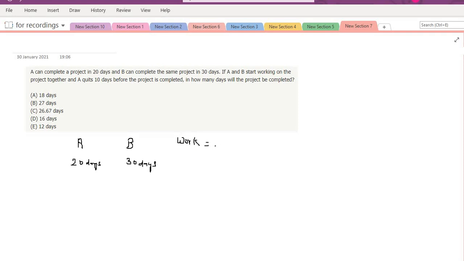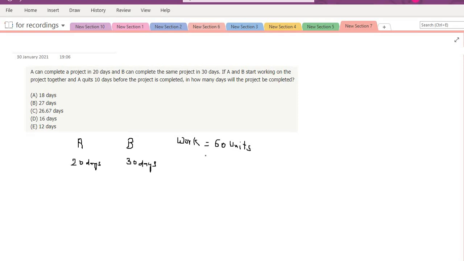Which is a good number to plug in for work here? 60? Yeah, let's take 60, because 60 is a multiple of both 20 and 30. So it's better you take 60. That's a good number.